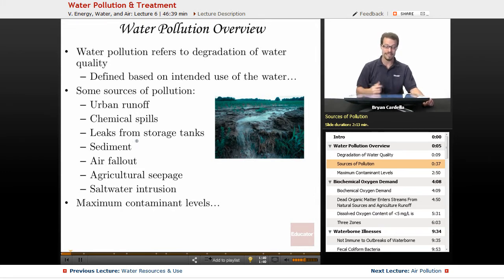Sediment, definitely sediment, usually related to erosion, or maybe it was the installation of a certain dam, whatever it might be. Sediment is a source of pollution. Air fallout. This could be acid rain. This could be radiation from a nuclear power plant. Definitely that's a source. Agricultural seepage.